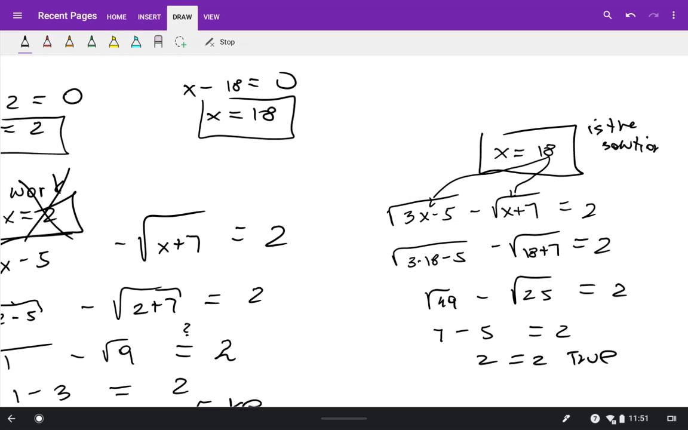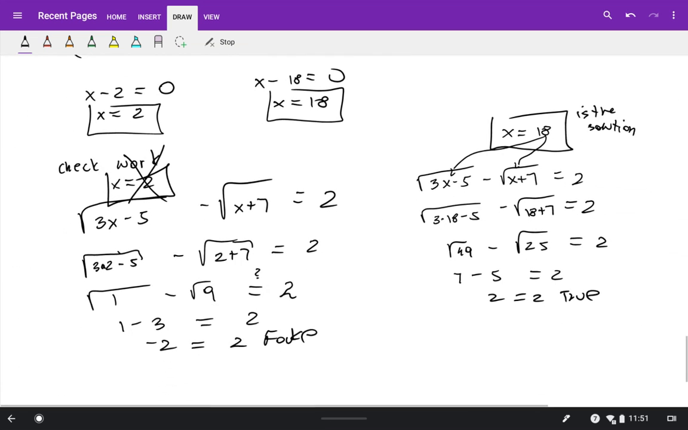So be careful with them. Always, especially when you're getting two solutions, most likely one of them can be extraneous.